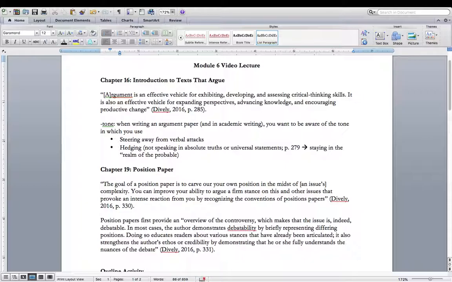So when you hedge, and there are times to hedge and times to not hedge, it's just about knowing when you need to hedge and when you need not to. And when we say hedge, we mean using words like arguable or probable or likely or perhaps. It's getting out of the realm of absolute truths.